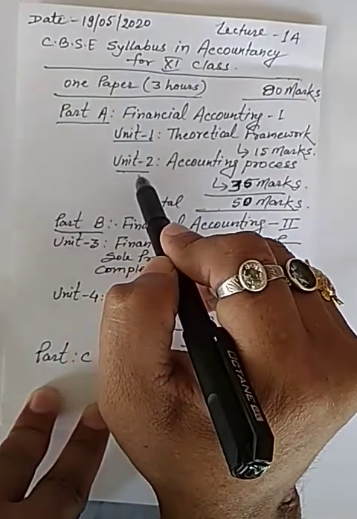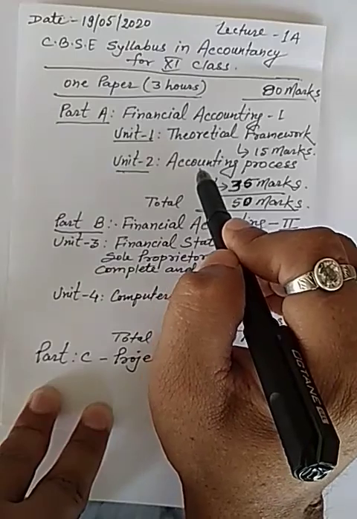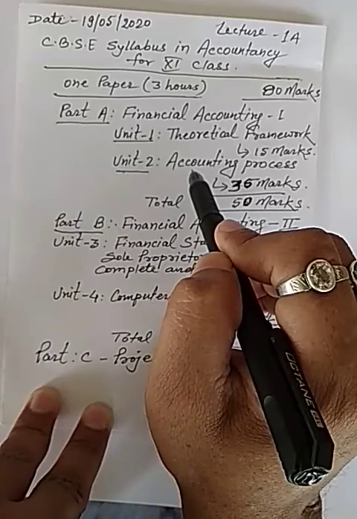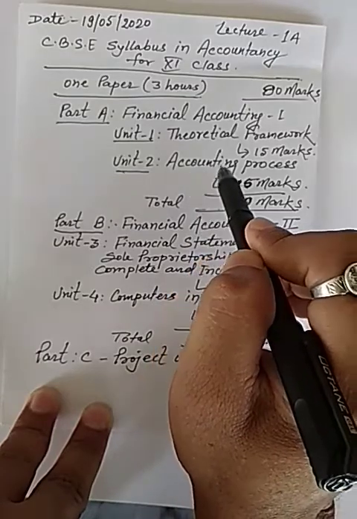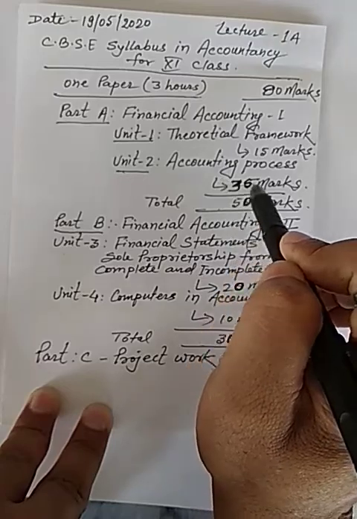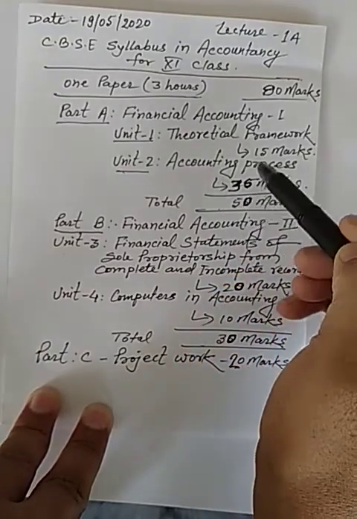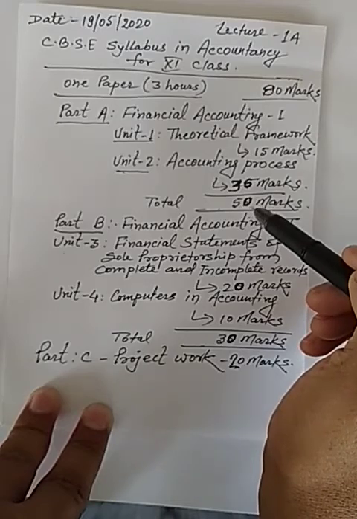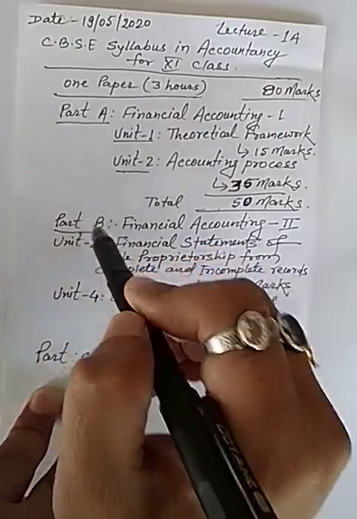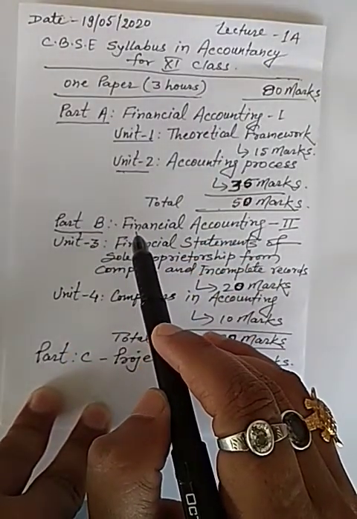Unit 2 will also be related to theory and practical both, and it will be for 35 marks. So the total from Part A will be 50 marks.